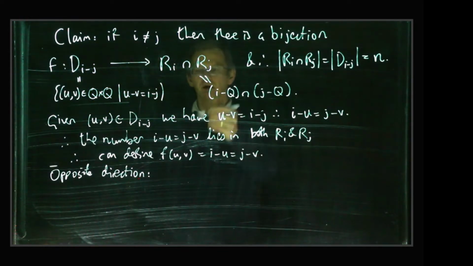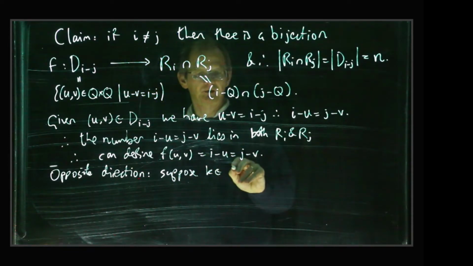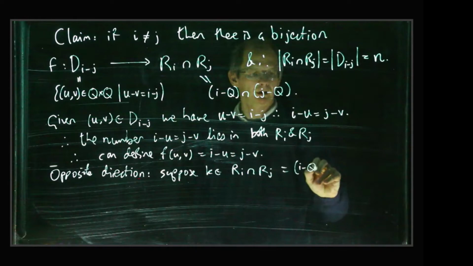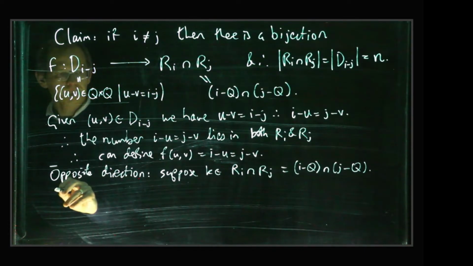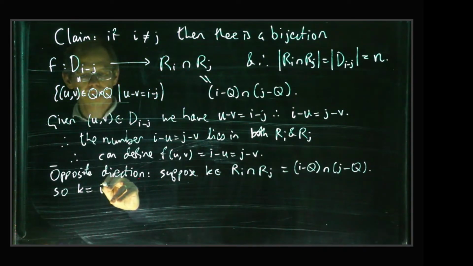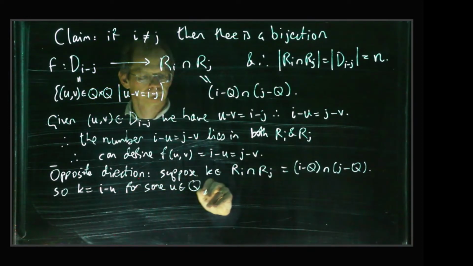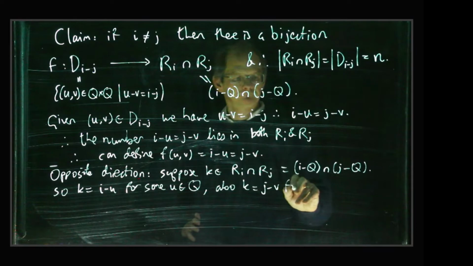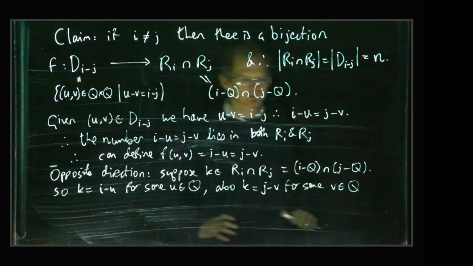Okay, so suppose we start with k in R_i intersect R_j, which is i - Q intersect j - Q. So that means that k is going to be equal to i - u for some u, and also k is equal to j - v for some v in Q, right? That's because k is an element of this j - Q.